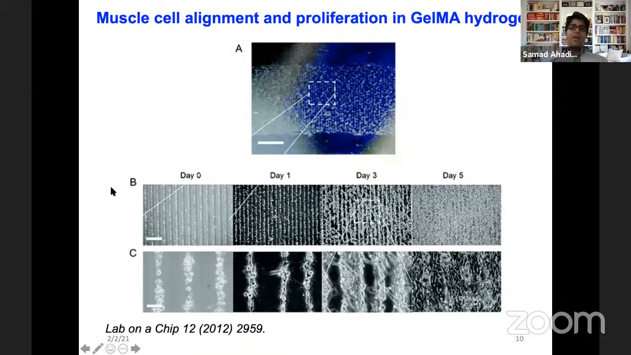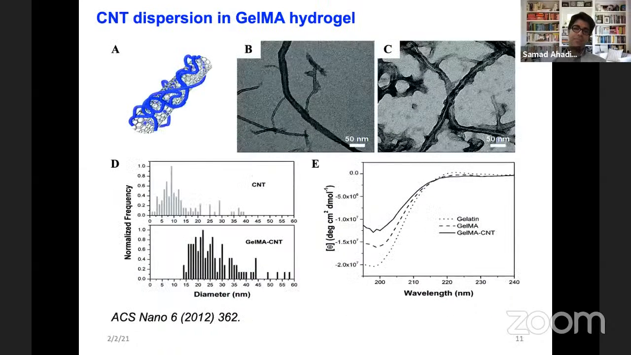After getting the aligned cells inside the GelMA hydrogel, we started to culture these aligned cells. As you can see, after 5 days of culture, we got highly aligned cells inside the GelMA hydrogel. And as I mentioned earlier, this kind of cellular alignment is very important for better functionality and contractility of the muscle tissues.